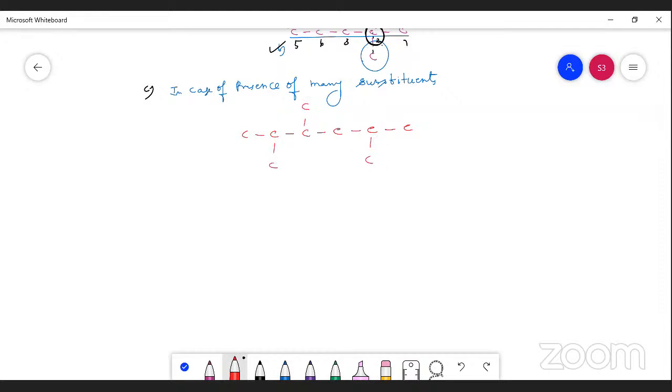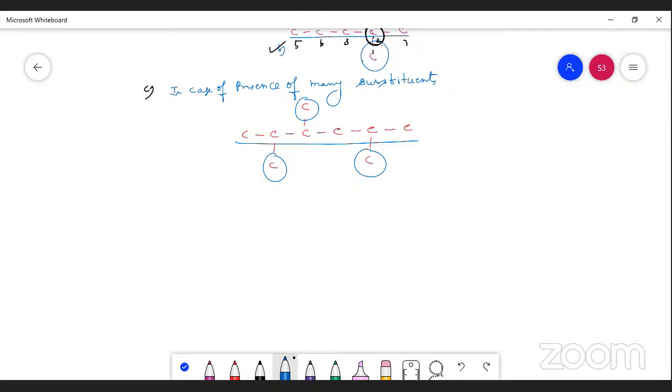Okay, so likewise I have taken a compound. So what is a parent chain? This is the parent chain, and these are what? Substituents. Total 3 substituents are there. One carbon containing substituent, that is called methyl. So in case of presence of many substituents of the same type, here total 3 methyl groups are there. 1, 2, 3. All 3 substituents are the same, methyl groups.